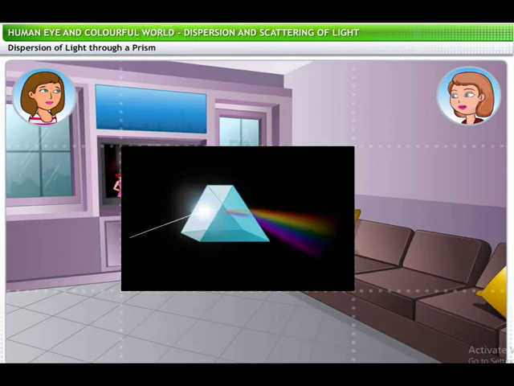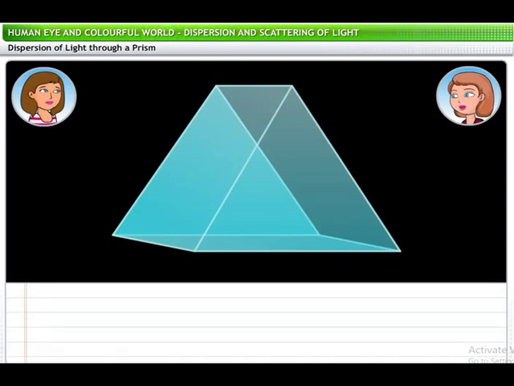Light rays refracted through a prism disperse and give rise to very vibrant colors. Where do these colors come from? You'd be surprised to know that these are all constituents of white light.